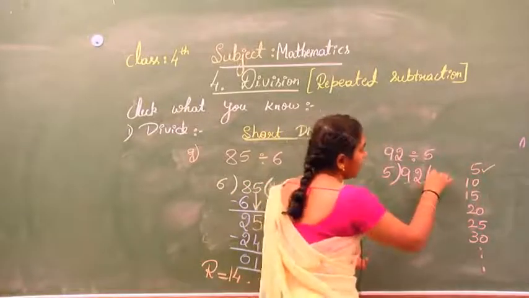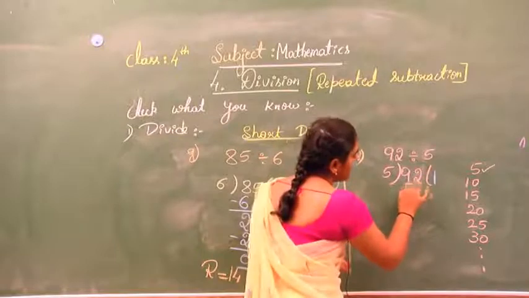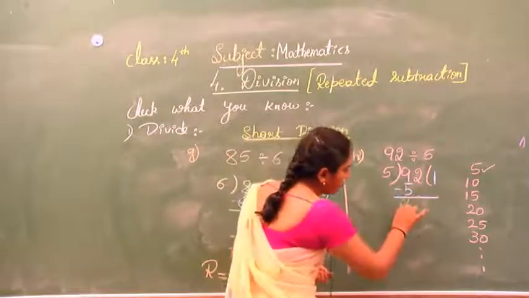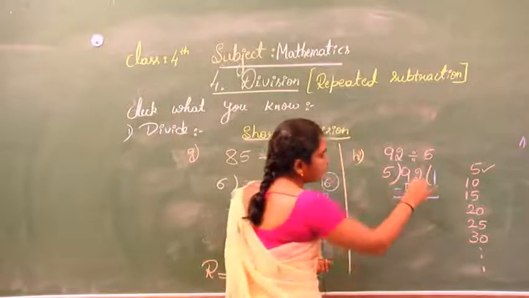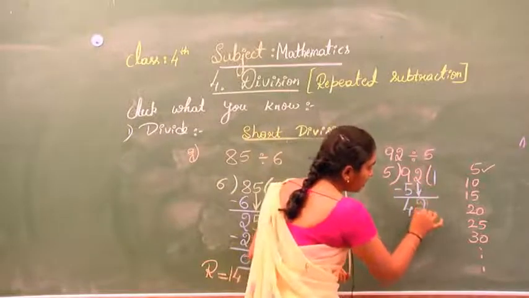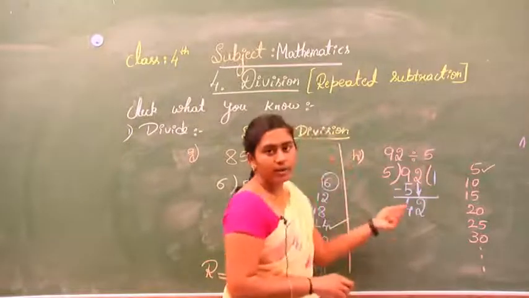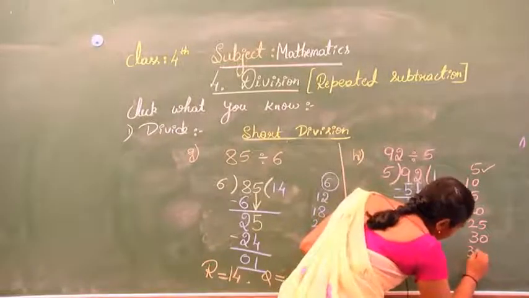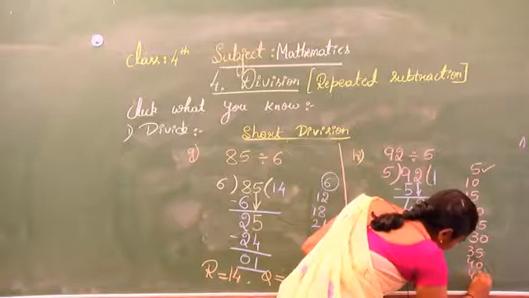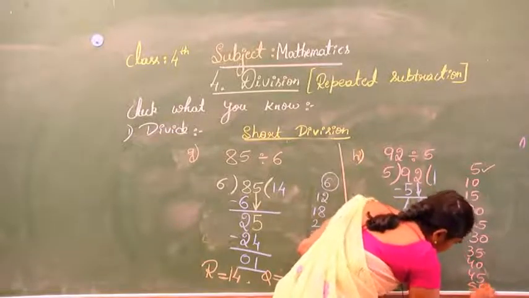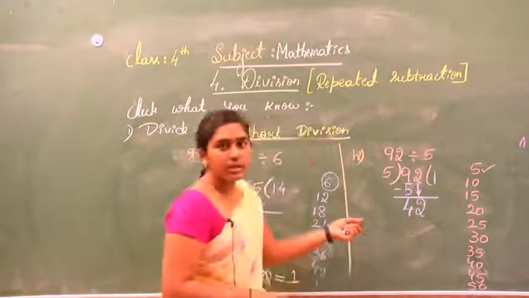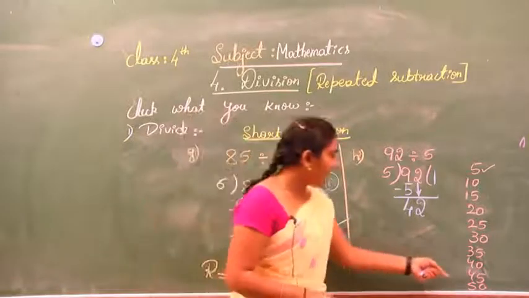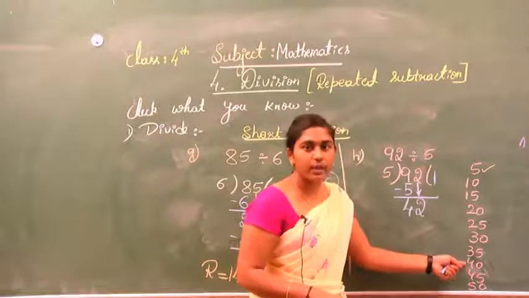So 5 1s are 5. You subtract, you get 4. The 4 is less than 5, so take the next number down: 42. Now we have to check for 42. Write the tables next. Is there a number which is 42? No, it is not. We have 40, 45. 40 is there, 45 is there.